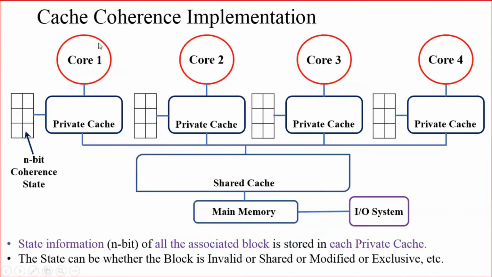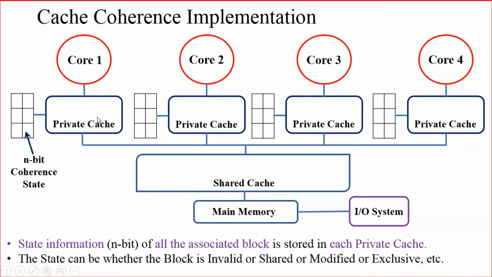Then let us see one example of the cache coherence protocol implementation. This example we have already seen. We have 4 cores, 4 associated private caches, and a shared cache which is again connected with the main memory and IO system. What is the addition we have made in this block diagram? We have added one table for each private cache. What does this table contain? This table contains an n-bit coherent state of each of the blocks present in the associated private cache.